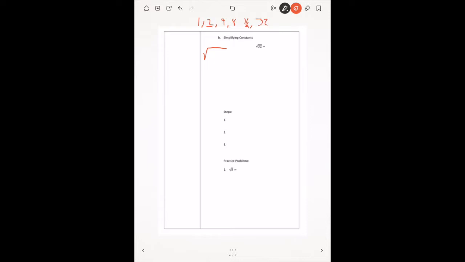That's 16. Which of these numbers, 1, 2, 4, 8, 16, and 32, are perfect squares? Well, 4 and 16 are, but which of them is biggest? 16. That's the largest perfect square, and that's the one I'm going to take. So I'm going to write 32 as the product of 16 times 2. Nothing is different; it's the same expression.